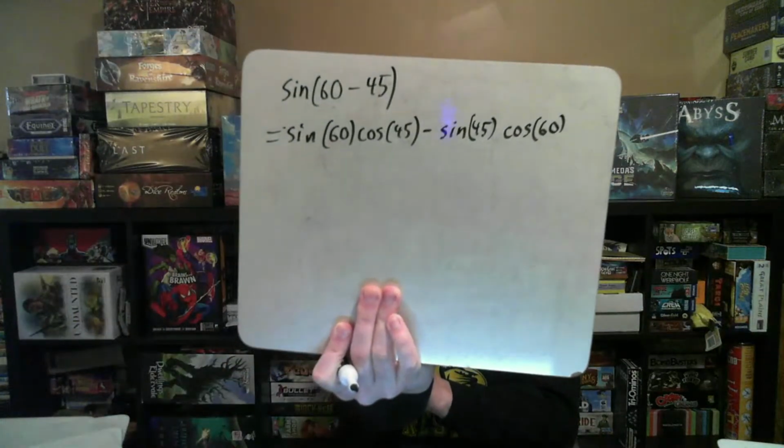So we end up with sine of 60 times cosine of 45 minus sine of 45 times cosine of 60. Got an extra parenthesis in there. So let's do that math real quick.